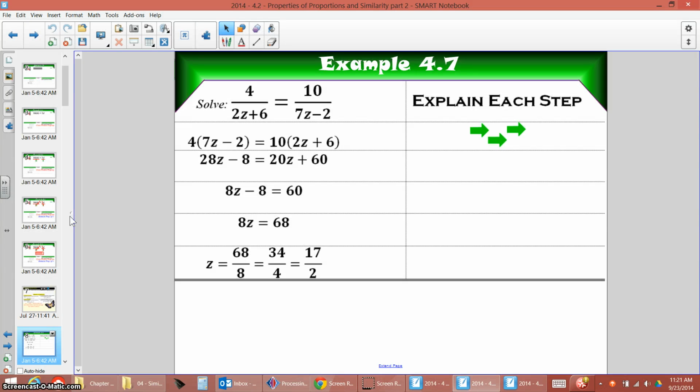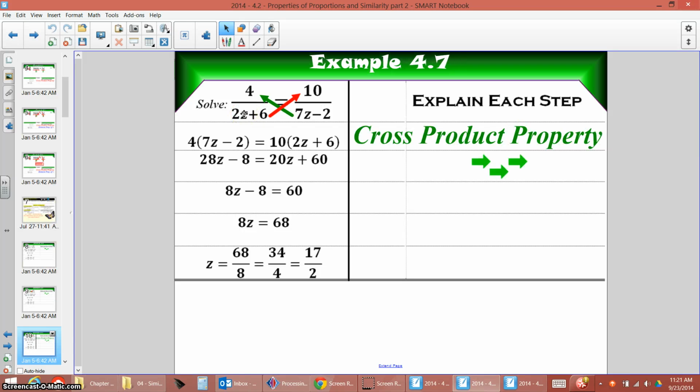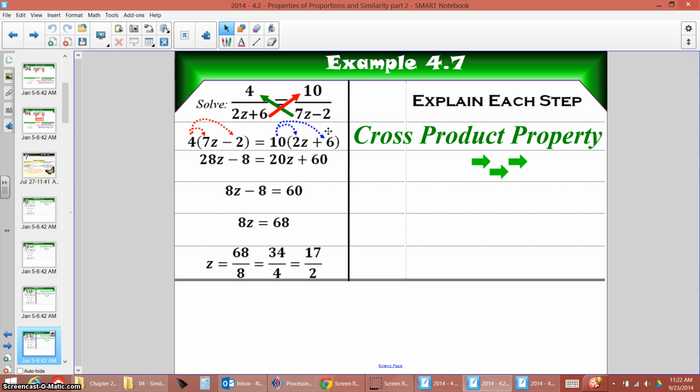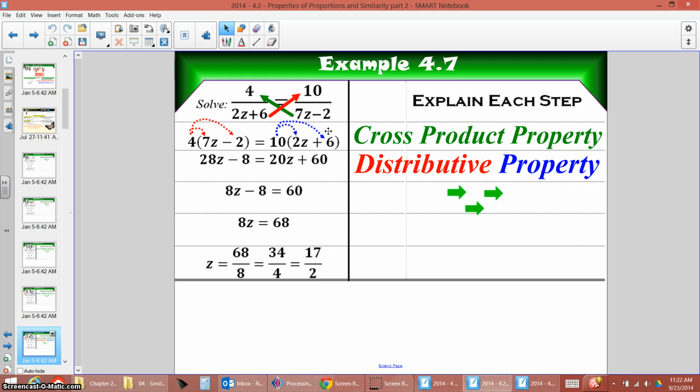Example 4.7. Now this is what happens when we have groups on the bottom. Notice they're no longer just single digits. We've got to have a group. We still use our cross product property to set up these distribution scenarios. So we have to distribute the 4 and the 10. The distributive property. We know it's a distributive property. That's the reason why we're doing it.